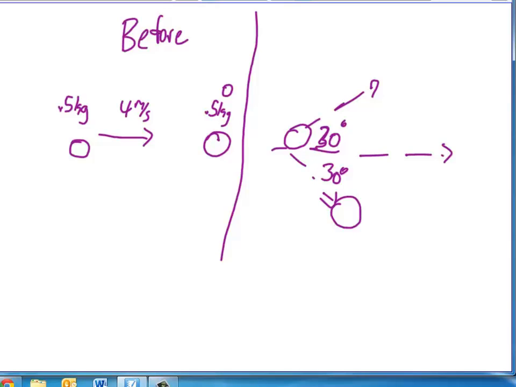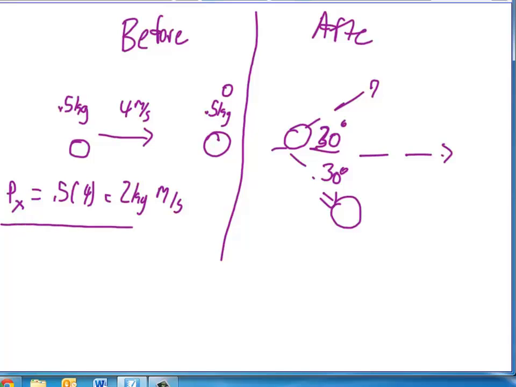Well, let's think about it. This is different because the first ball has momentum in x, and these have momentum in x and y. So we have to pay attention to our components. Momentum in x before is just 0.5 times 4, which is 2 kilogram meters per second. Remember, the stationary ball doesn't contribute anything. After, that has to be the case: momentum in x has to equal 2 kilogram meters per second.